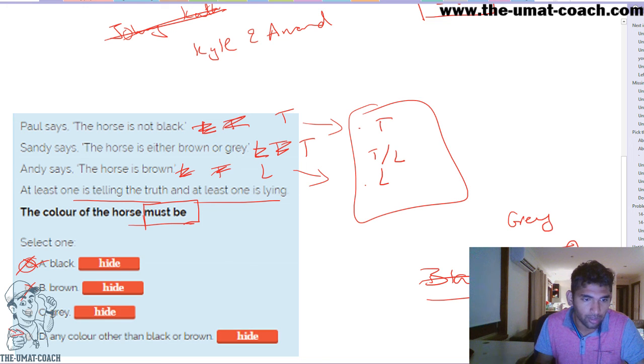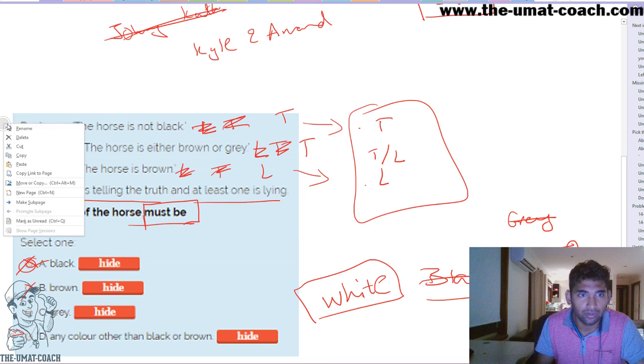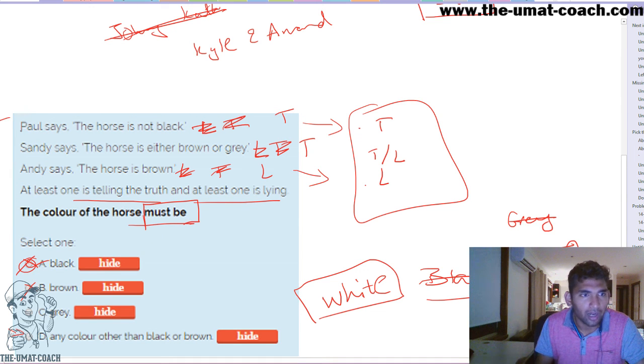Always look at the last option as well, when they say any other color other than black or brown. While gray fits in under that category, we should also be testing whether it has to be gray or any other color. So let's assume, for example, the color of the horse can be white. In that case, Paul is saying it's not black, so that's true. Brown or gray, that's false. And the horse is brown, that's false as well. That also meets our configuration, and because that is a more complete answer, D has to be it.